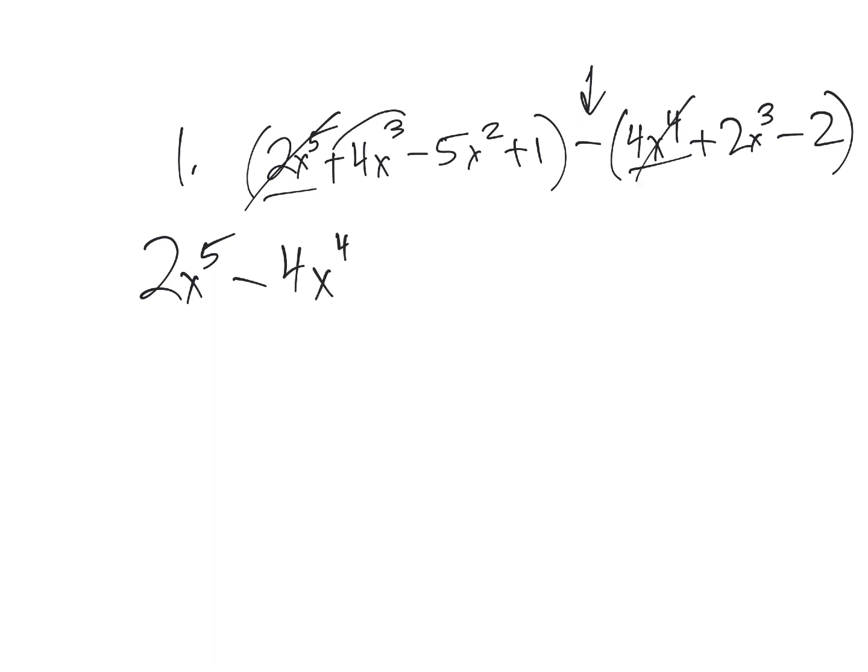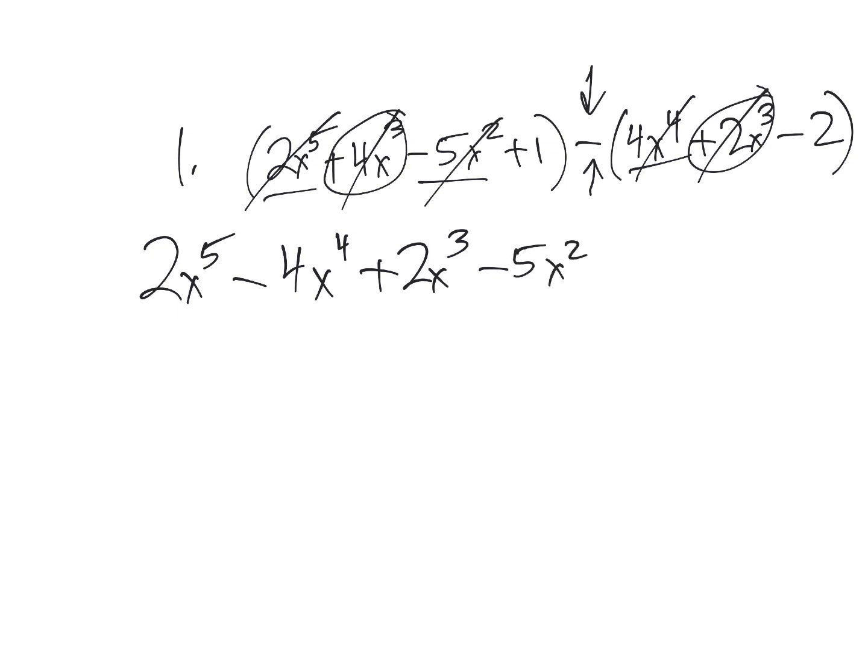And now you have an x cubed and an x cubed, but again you have the minus sign, so 4x cubed, and this minus sign, the 2, gives you a 2x cubed. You have a minus 5x squared, and there's not an x squared in the other term, so it's just minus 5x squared. And you have a 1 minus a minus 2. Change, 3.